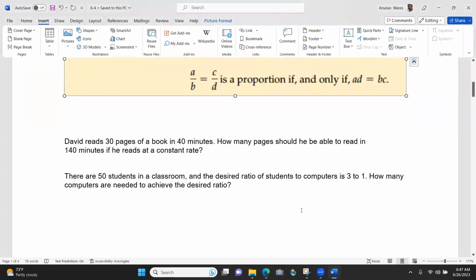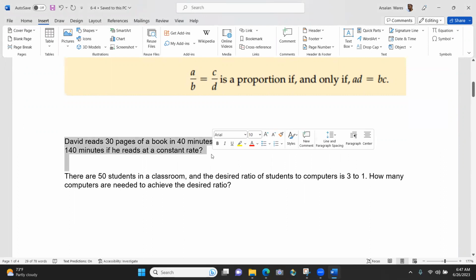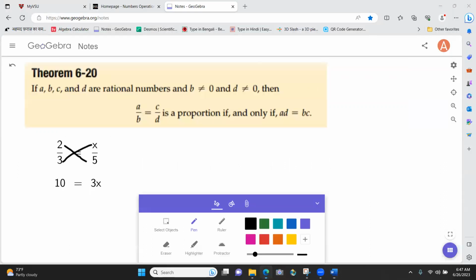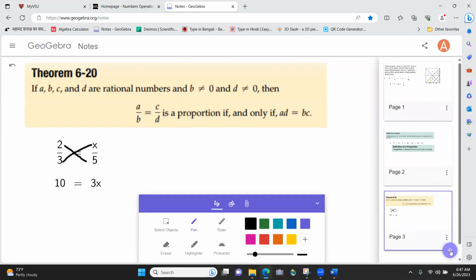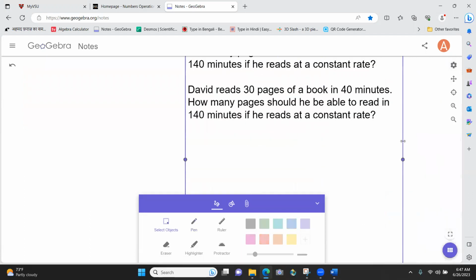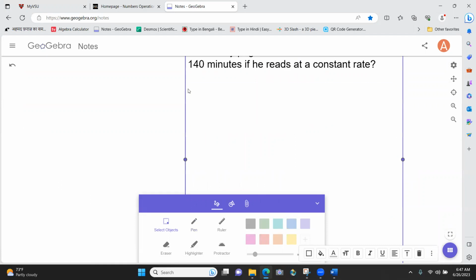So guys, that's all the lecture I have. I'm going to do some of the problems from your book. Okay. It's a good example to use proportion, as we have done before. This example is good. It's a typical proportion problem.